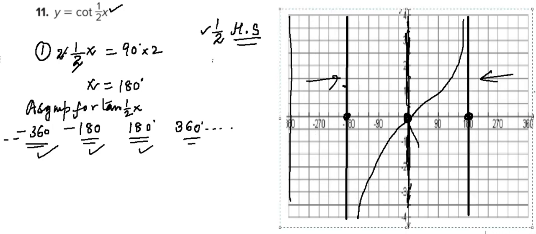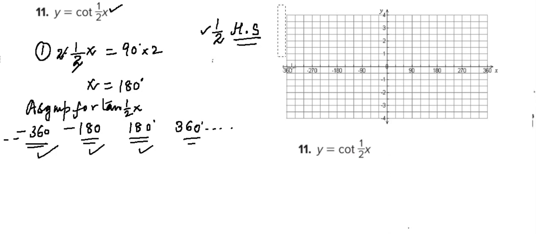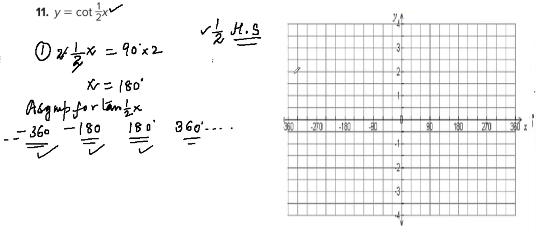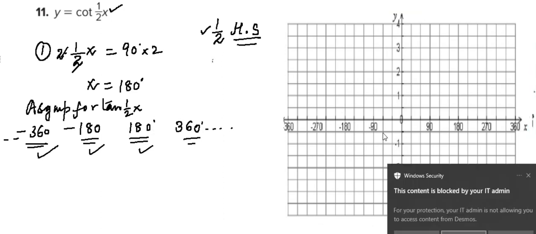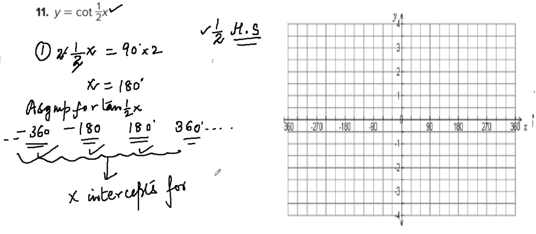So look at here. Let me take the graph again. So this is the graph. Let me make this one a little larger for you so that you can understand better. So as I told you, 180 and minus 180 are the asymptotes for tan, but this will become the x-intercept. These are asymptotes for tan x, but for cot x they are x-intercepts, for cot half x. So 180 is here, minus 180 is here.